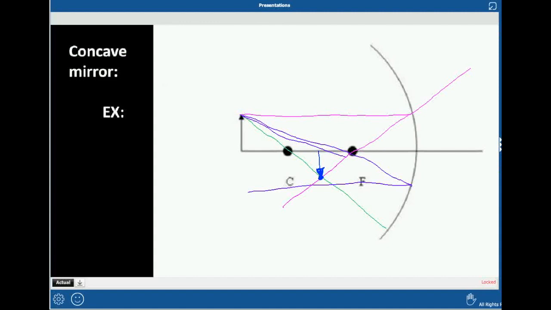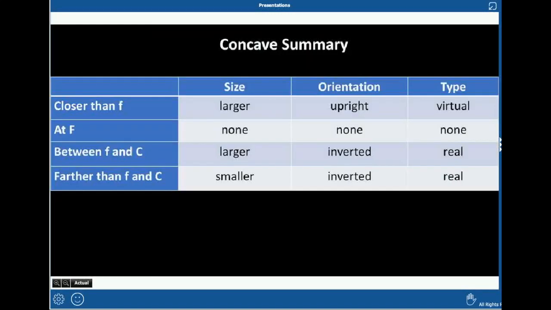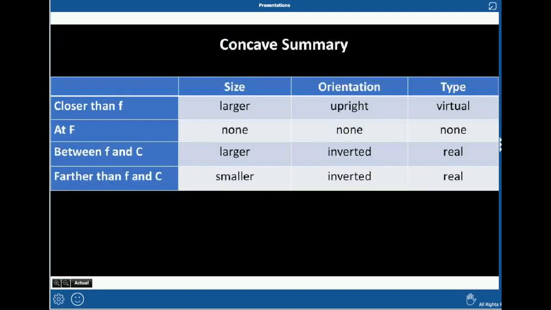You really only need to draw 2 of the 3, but I'm showing you all 3 to help you out, and you can draw your 2 favorite. Now this is a summary of what they should look like. I just did one example, where the object was farther than C. You could have an object between F and C, an object at F, or an object closer than F. Each one will depend on what's going on.